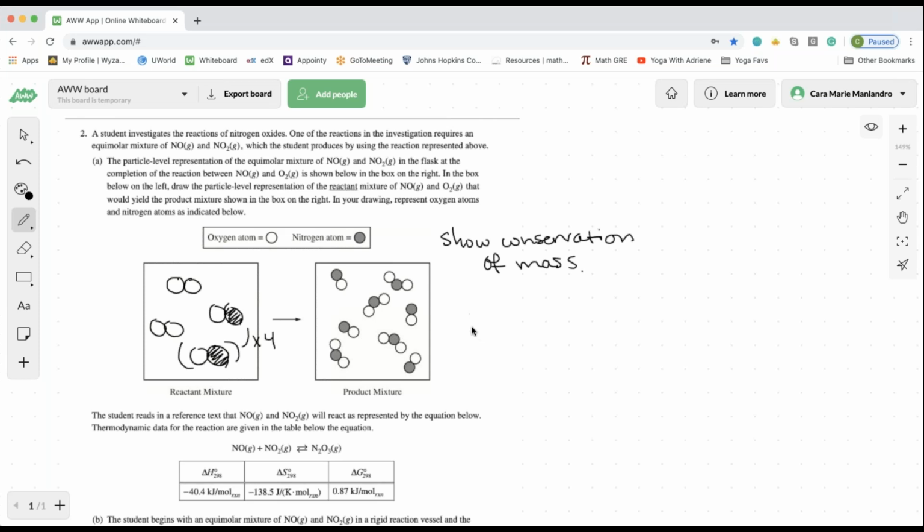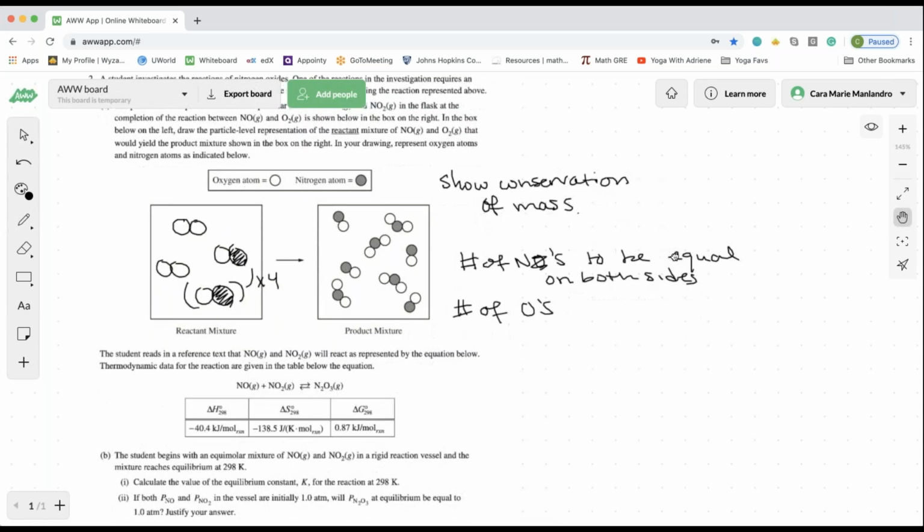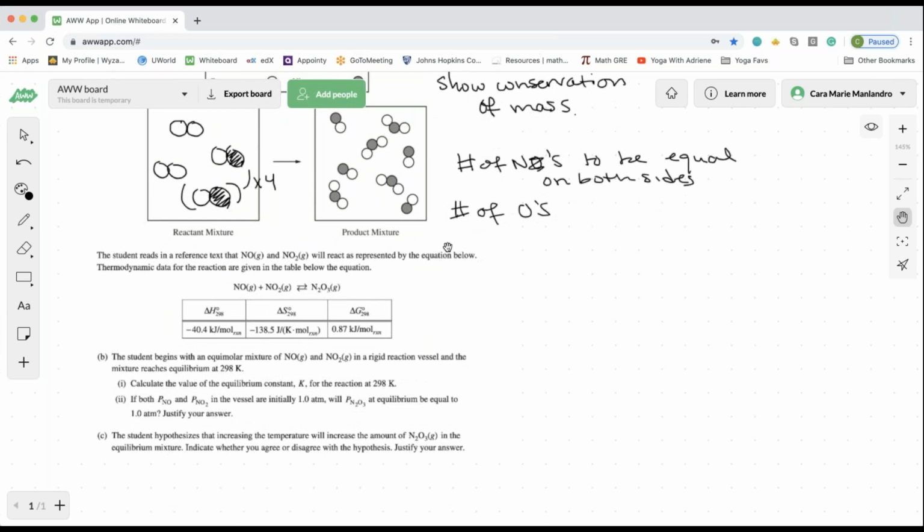They want the number of nitrogens to be equal on both sides. So if you didn't draw the exact number of nitrogens and oxygens equal, then you wouldn't have gotten that point. Okay, everybody good with that? Everybody understand what they're going for? It's kind of a silly question in my opinion, but it is what it is.